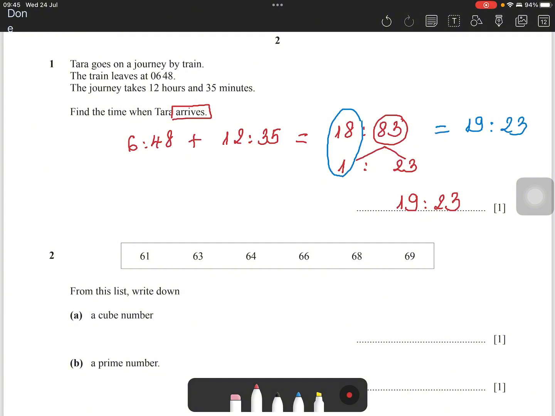Question 2. From the list, write down a cube number. In this list, we see that 64 is a cube number because 64 is equal to 4 cubed. So it is the answer for question A.